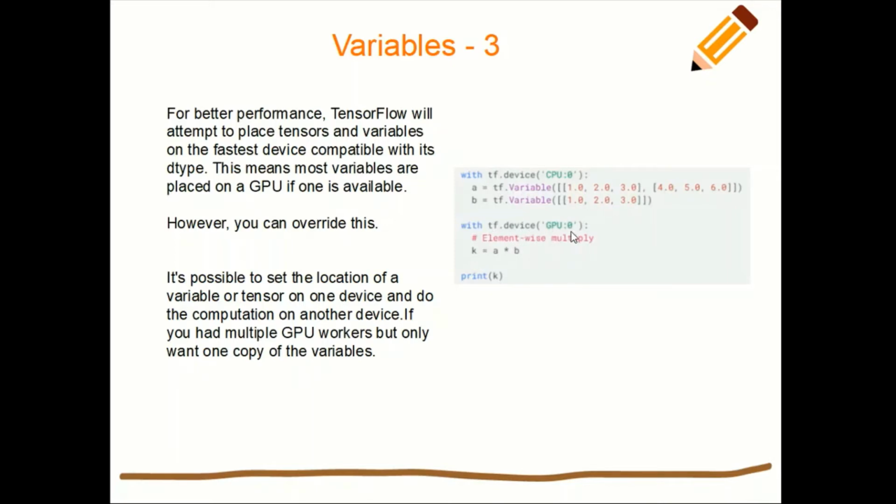So what does it mean? It means that the variables can reside in CPU 0, but we can do the computation and put the results into another device also, okay? Interesting, right? So we can have the variables at a common location, and we can do the computation on a different device also, okay?